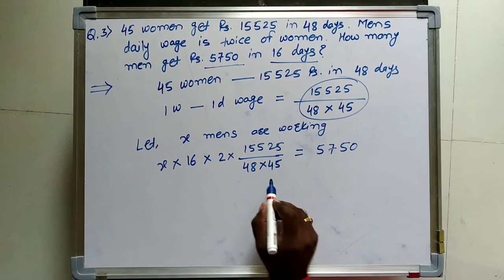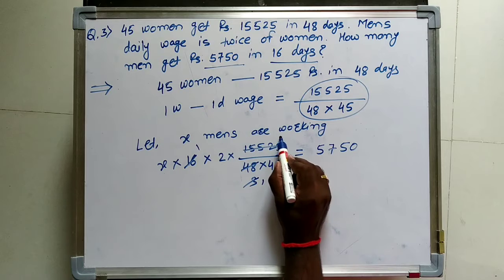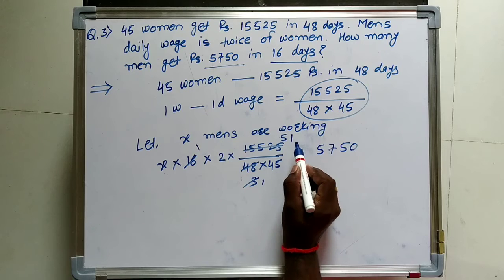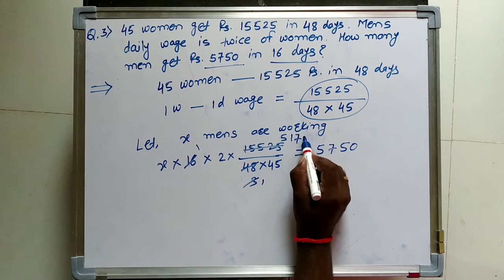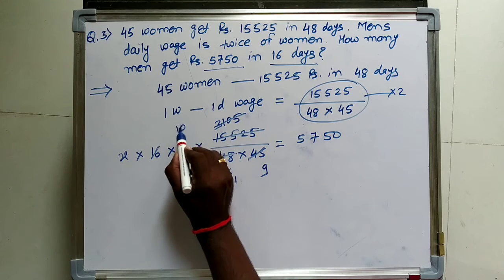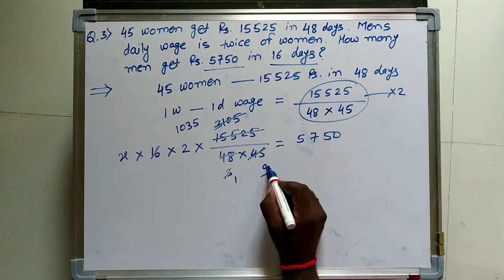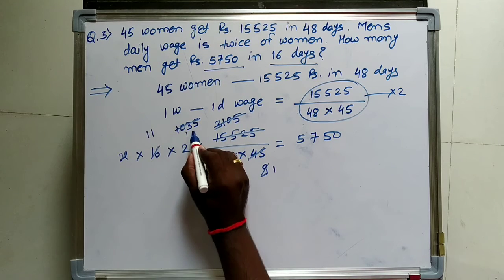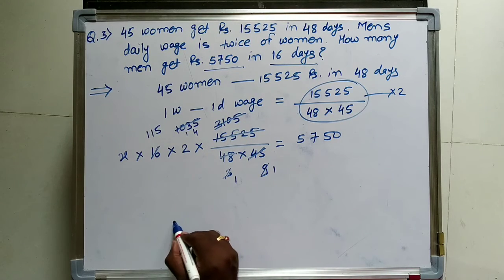Now we have to cancel this. 16 ones are 16, 3 threes are 9, and so on, cancelling step by step until we simplify the expression. Now X equals what?